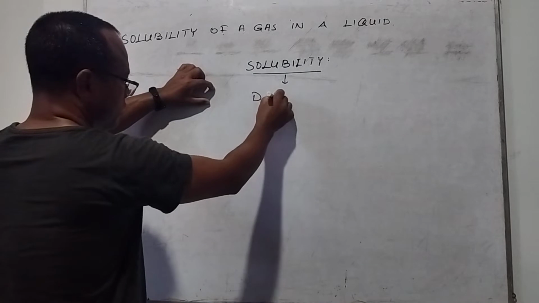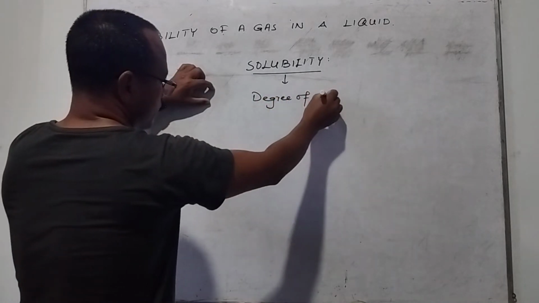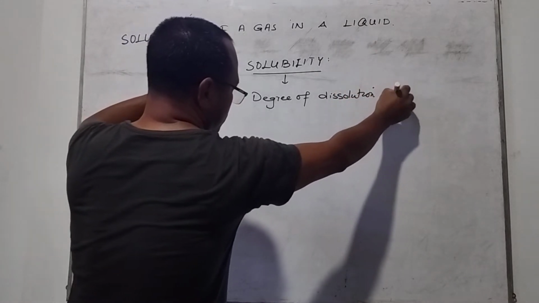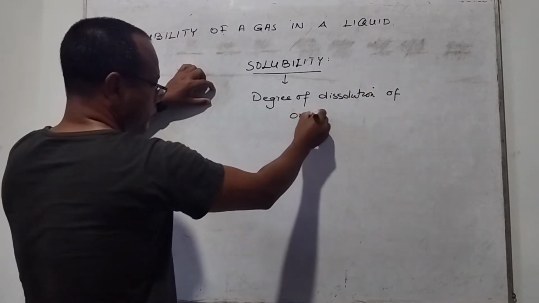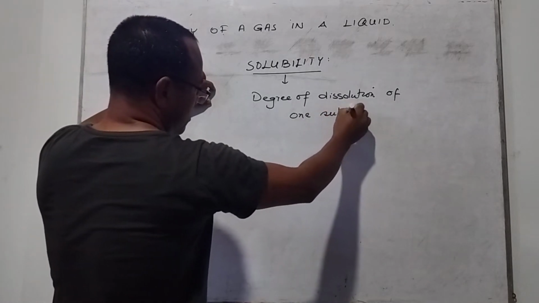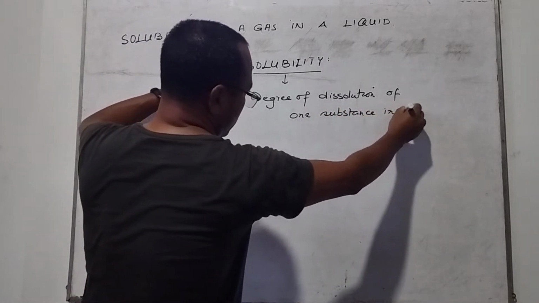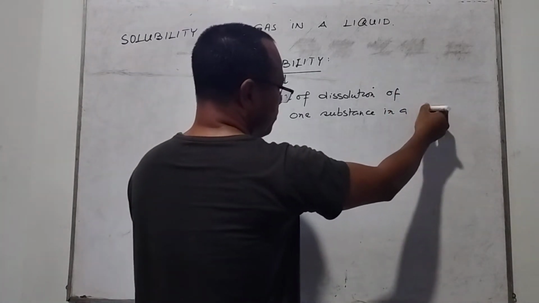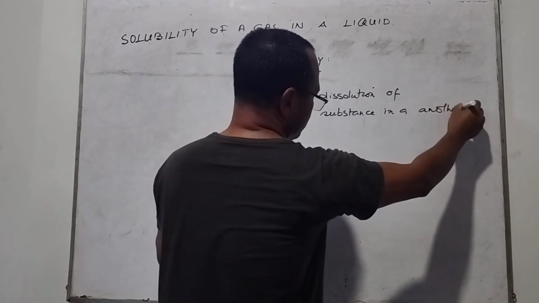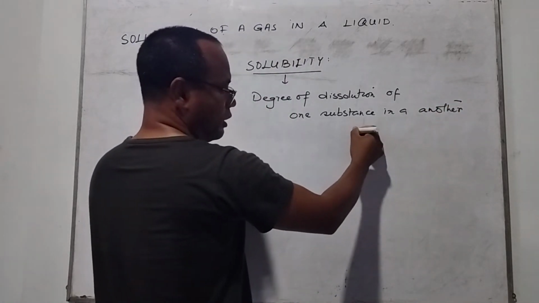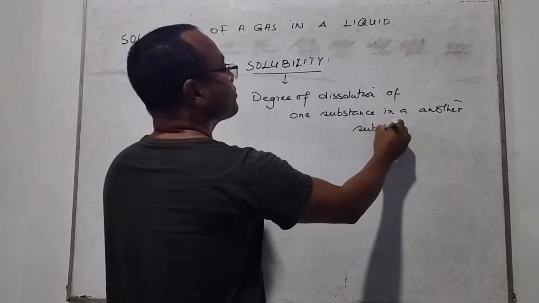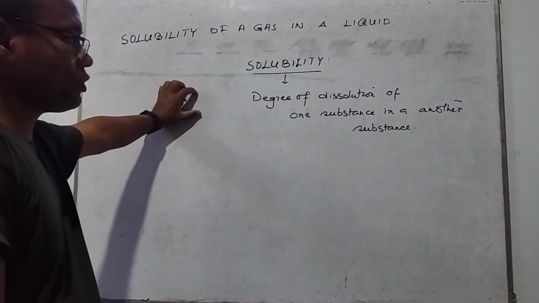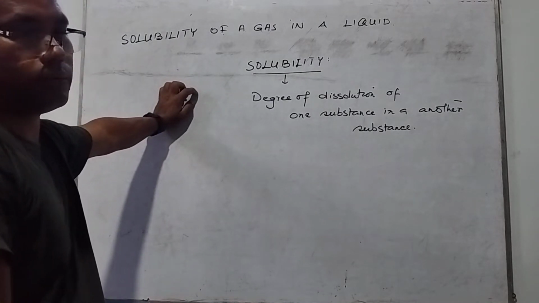Degree of dissolution of one substance in one component, that may be the solvent, and another component, that is the other substance. So what is the degree of dissolution of one substance in another substance?